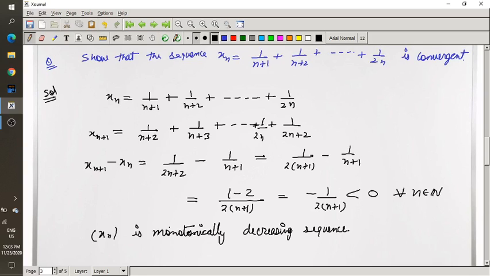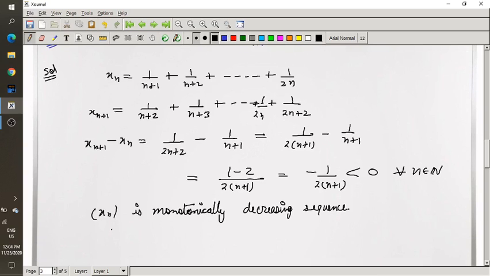Now can you guess, in order to prove that it is convergent, what will be the next step? What we have to prove? The second condition. Now take some time. The sequence is monotonically decreasing, and we want to prove that it is convergent. So the obvious condition we will prove here is that xn. Now just take some time.